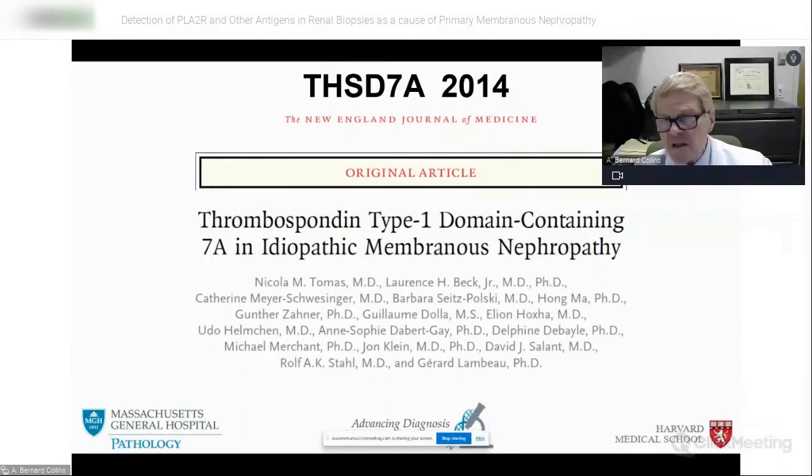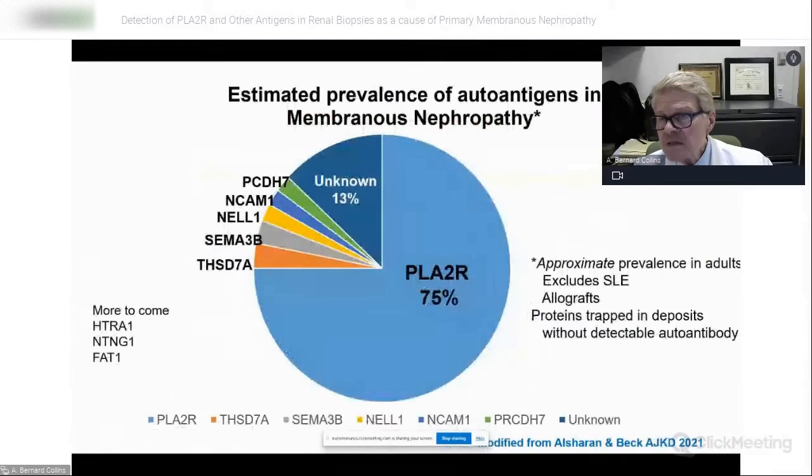The second antigen was also reported about 5 years later by Larry and David Salant and Nicolas Thomas, and was also published in the New England Journal of Medicine. And the second antigen found was thrombospondin type 1 domain containing 7A. And this was incredible because it changed the way that we look at the treatment and the diagnosis in membranous, idiopathic membranous glomerulonephritis.